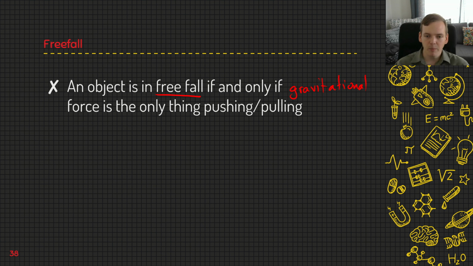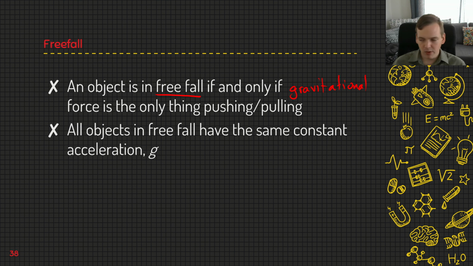If I throw something in the air and it's traveling upwards, but it's slowing down because the gravitational force is pulling down on it, it is still in free fall. The only time it wouldn't be in free fall is if we find some other force that we know is pushing or pulling on that object, aside from the gravitational force.